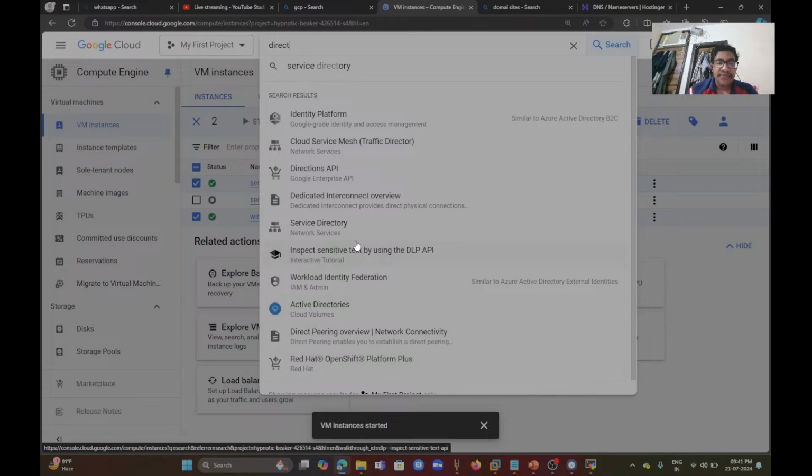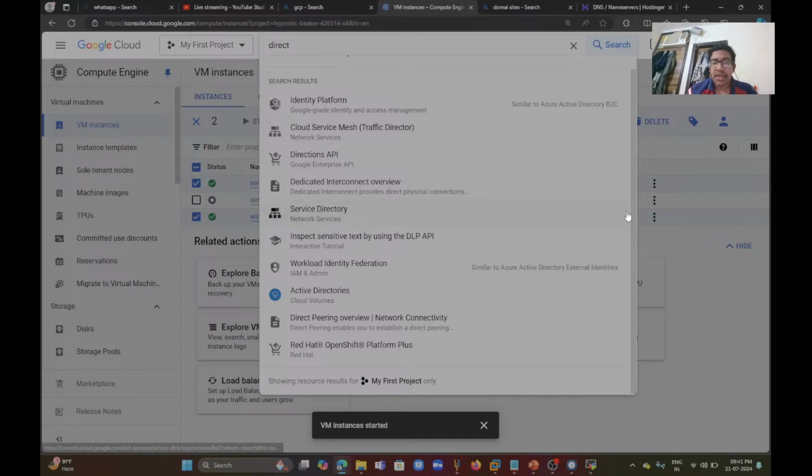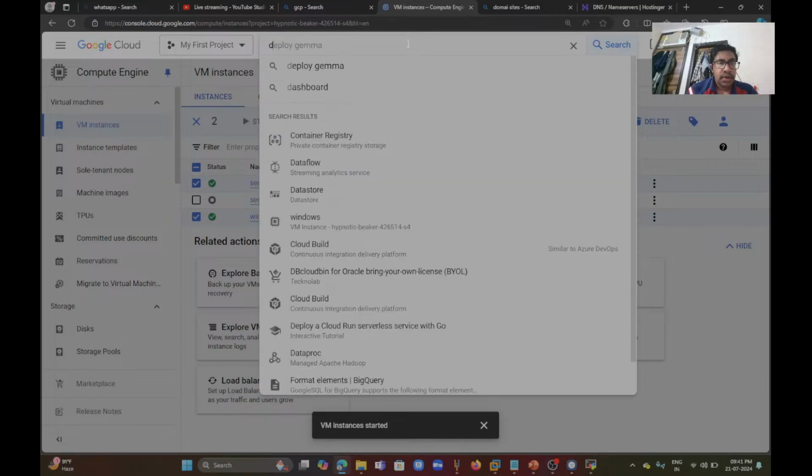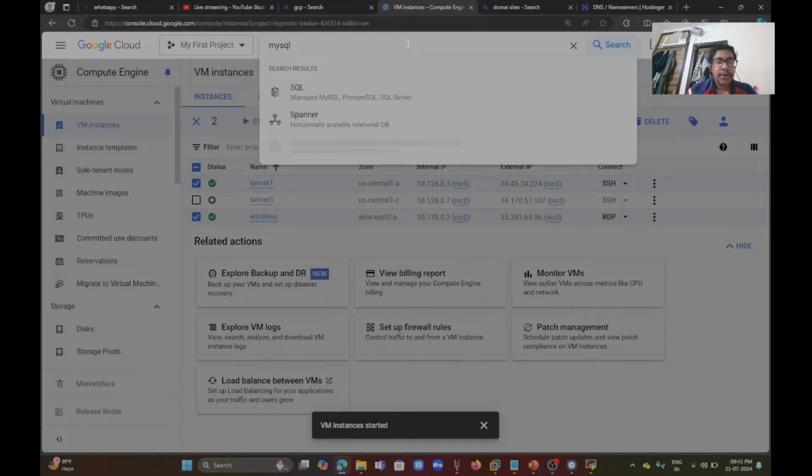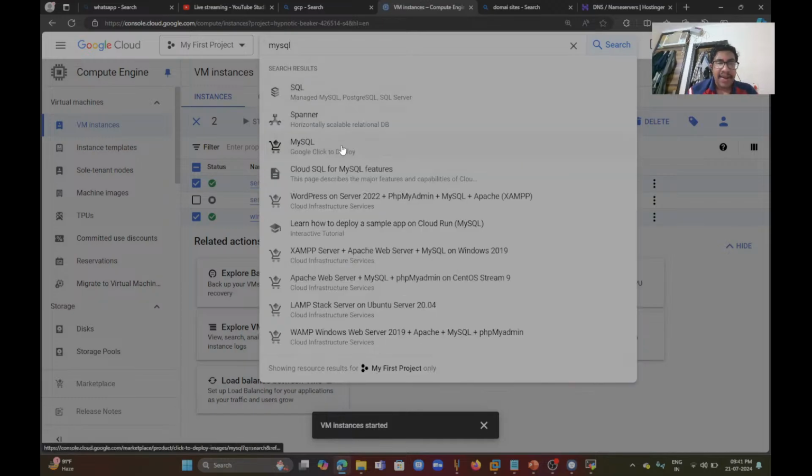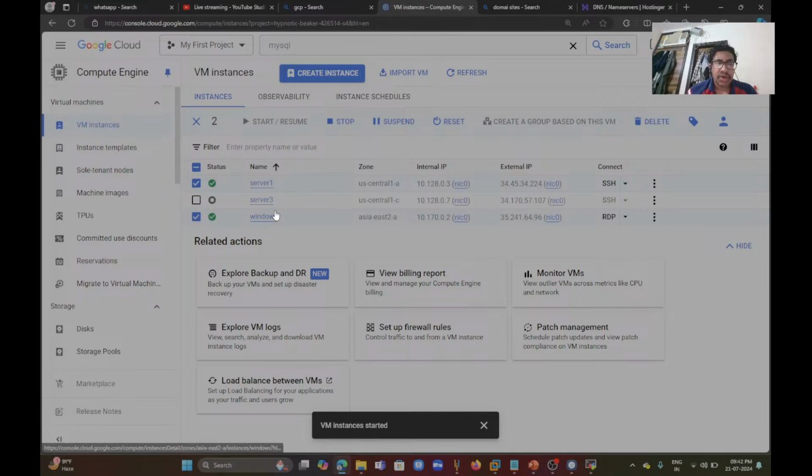Red Hat, OpenShift, and MySQL database, everything is available under the cloud. SQL database is there, MySQL is there. Exam server and WAM, everything is there. Windows 2020, 2019, everything is there. The RDP port number is 3389. The PuTTY port number is 22.